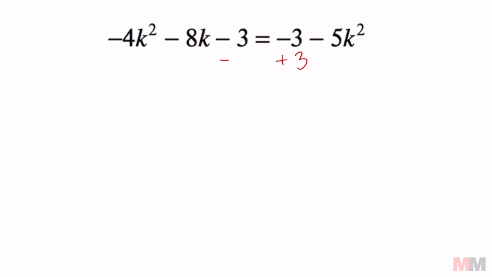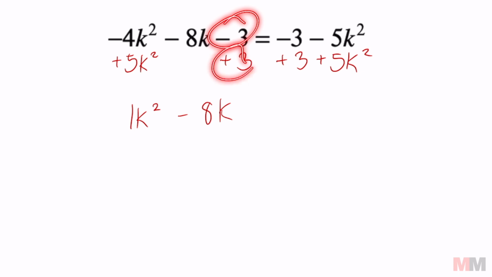You're going to add 3 to that. Might as well do 2 things at the same time. Get rid of the negative 5k squared by adding 5k squared, which matches this term right here. All right, add it up, combine like terms, and we get 1k squared, or just k squared, minus 8k, and negative 3 plus 3 cancels out.